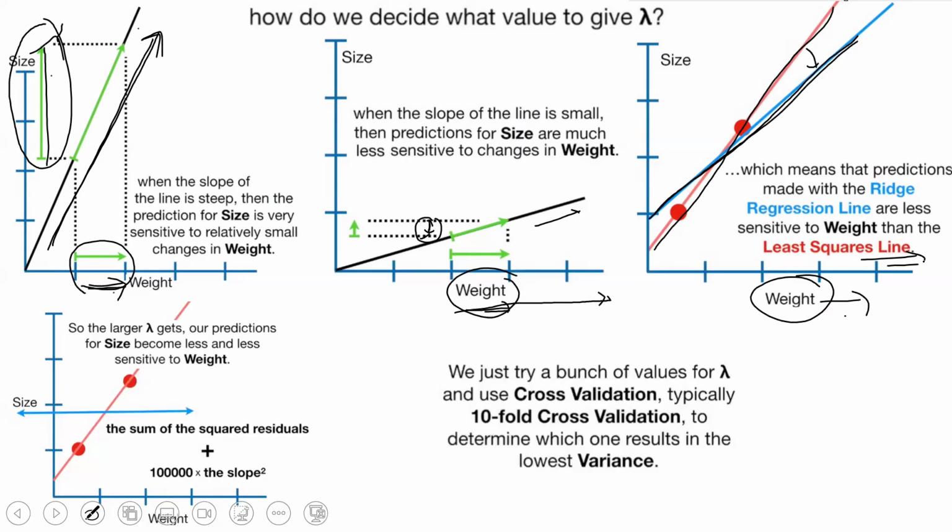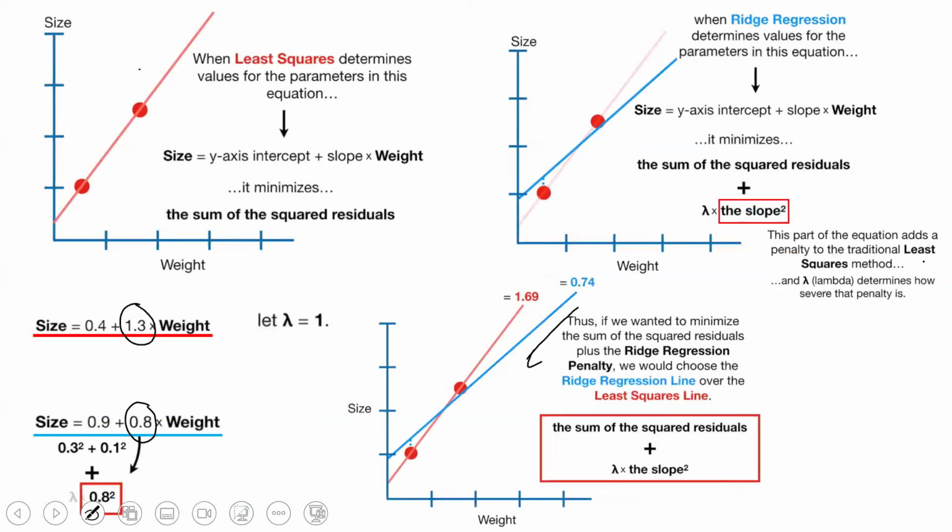So now, what should lambda be? For larger lambdas, when lambda greatly increases, the slope will greatly decrease. When you keep on increasing lambda, the slope will continuously decrease.